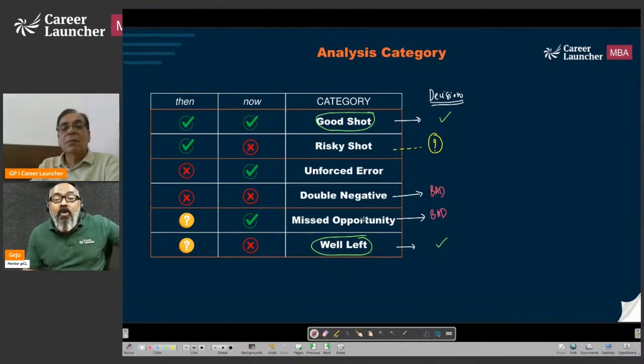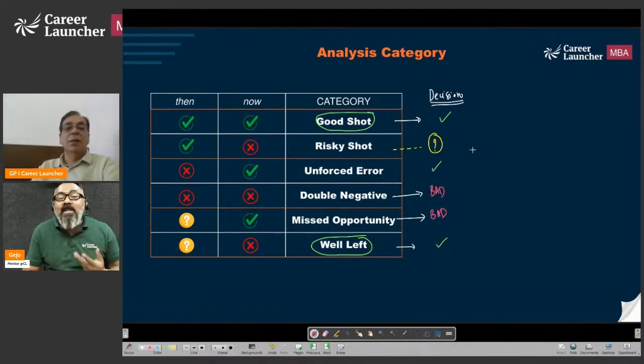Your decision, in this case, was fine. तेरा decision सही नहीं है, implementation गलत हो गया. So if I look at it, at least your decision was right, at least you attempted the question. But these two are really bad decisions, which is like getting a double negative.